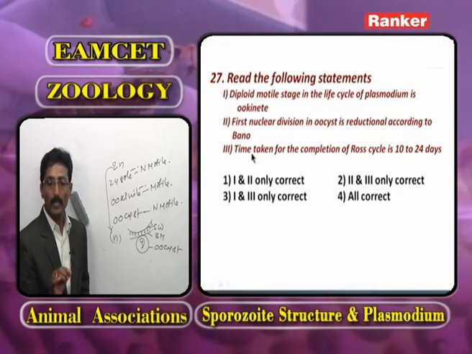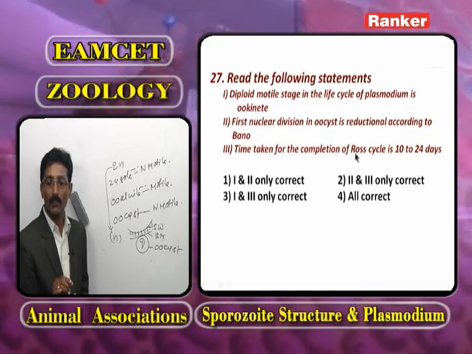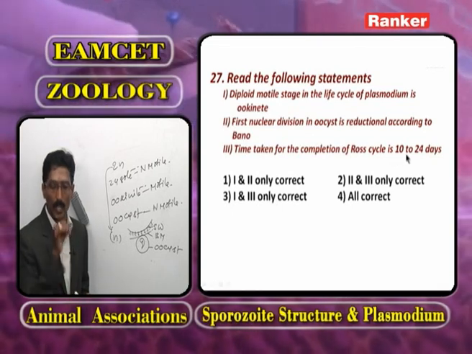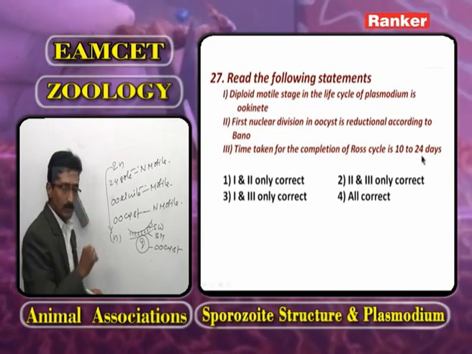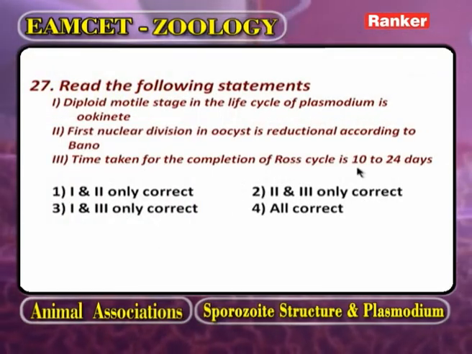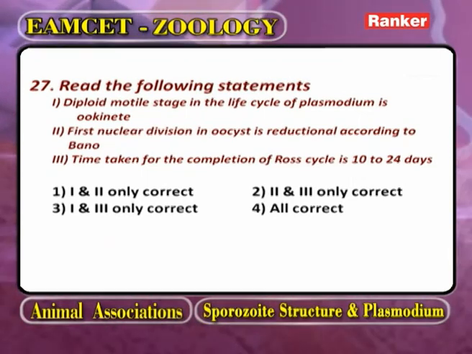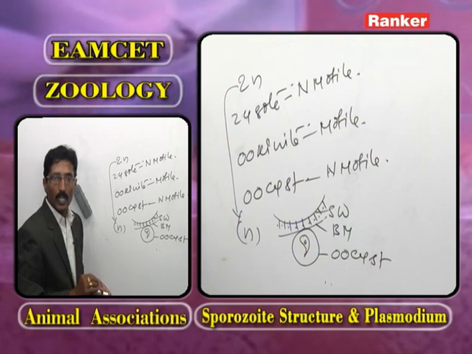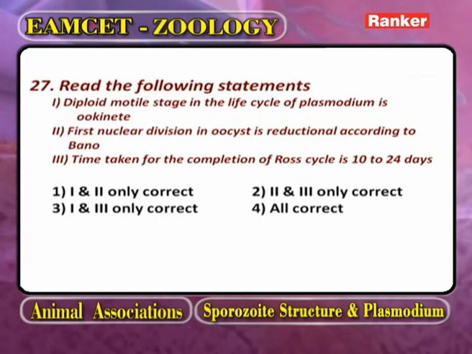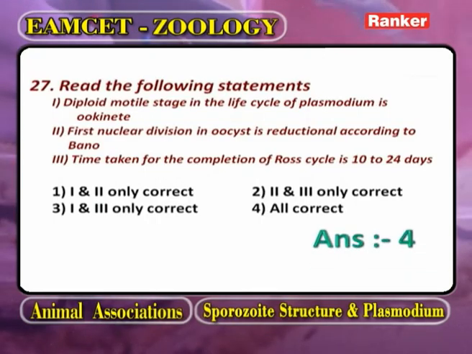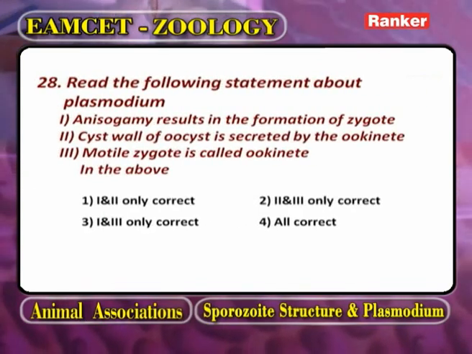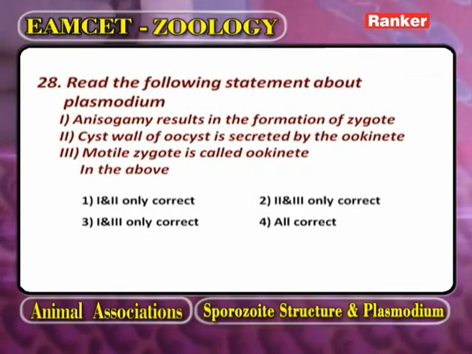Third, time taken for the completion of the sexual cycle in the mosquito body is 10 to 24 days. The third statement is also correct. Now what is the correct answer? All are correct. Next question.